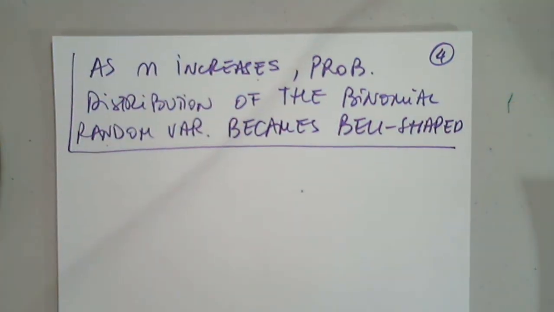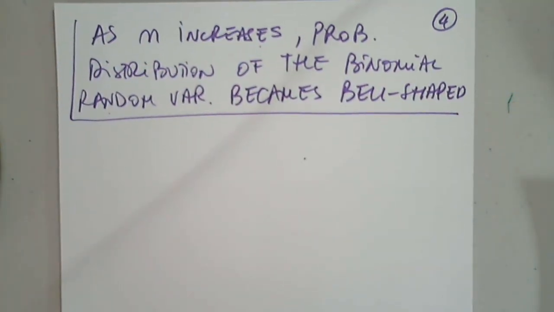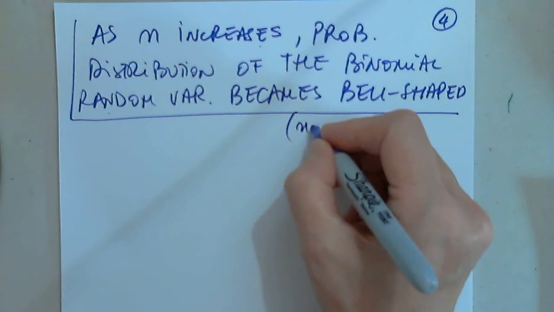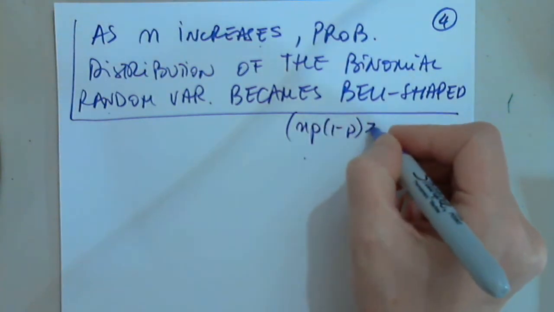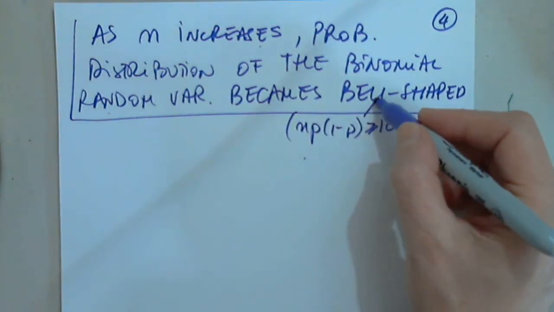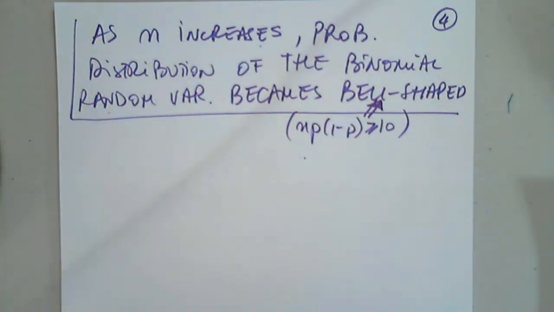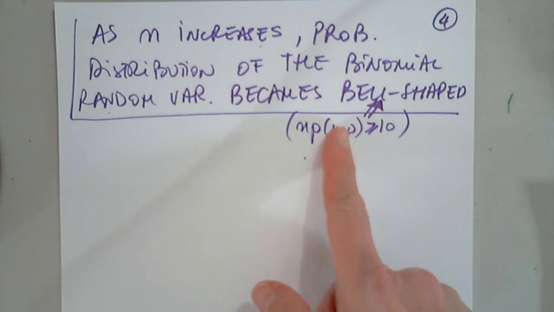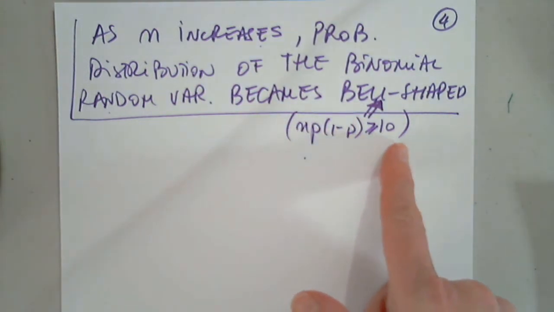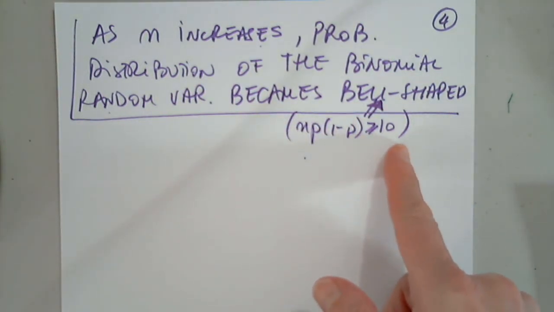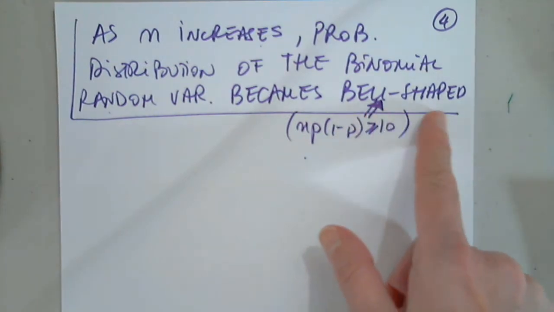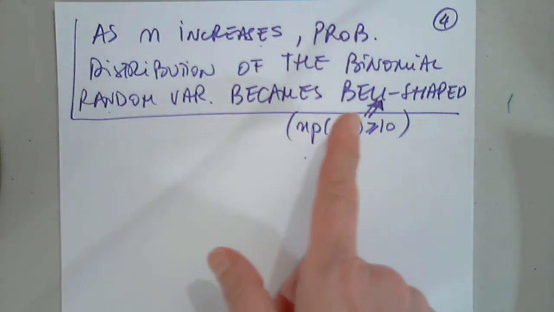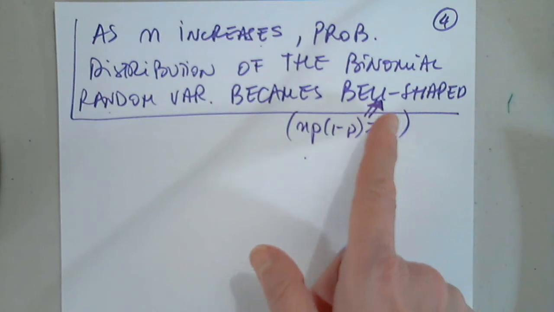Important note. In general, we say that n times p times 1 minus p has to be greater than or equal to 10 for this to happen. N is the number of trials, p the probability of success, 1 minus p the probability of failure. If this product is greater than or equal to 10, it's almost certain that the binomial distribution is almost bell-shaped.